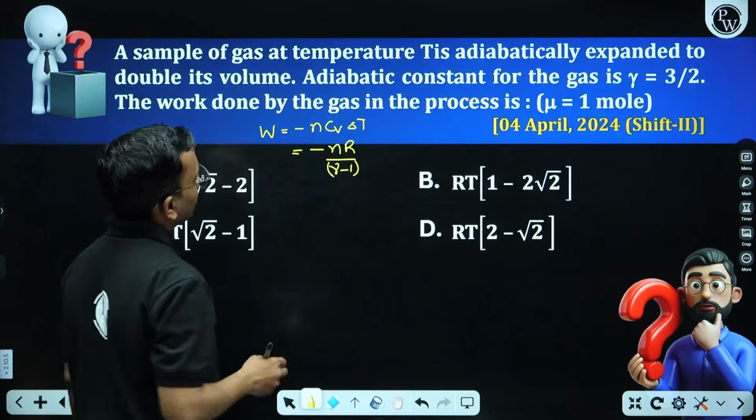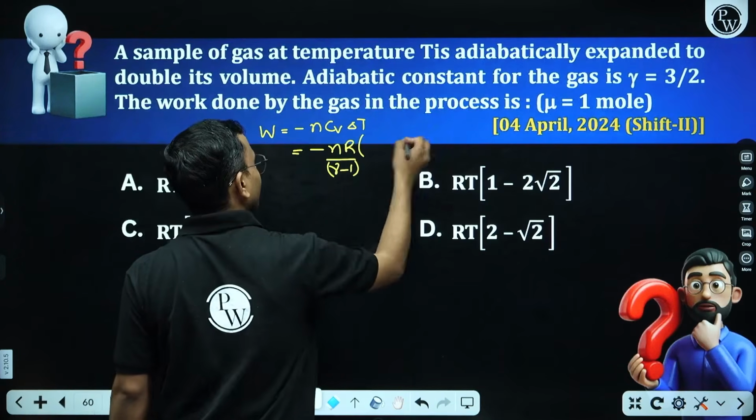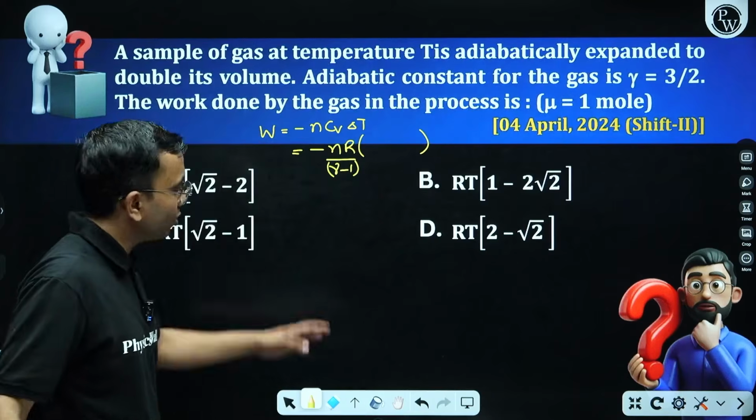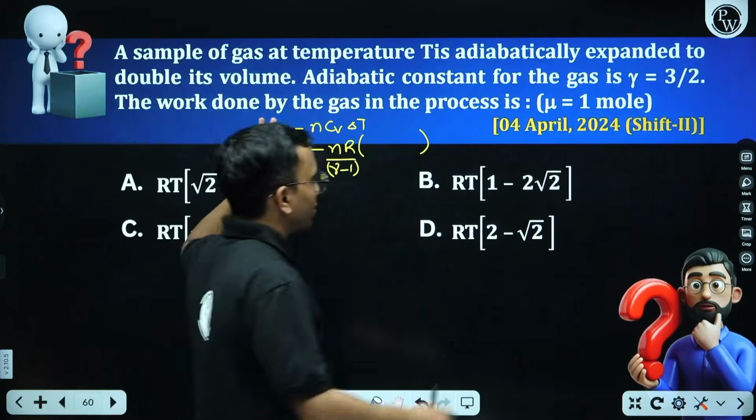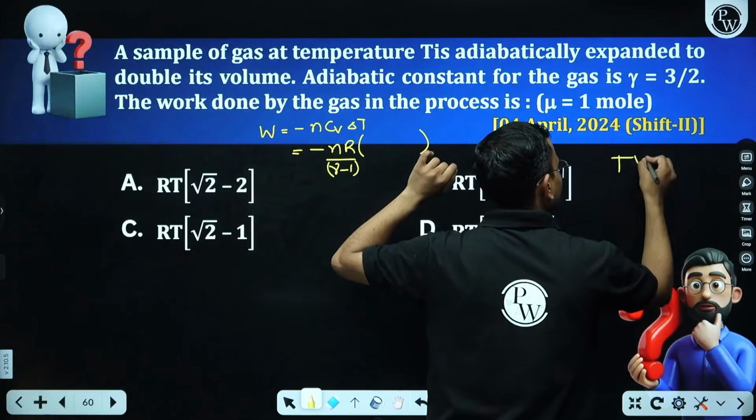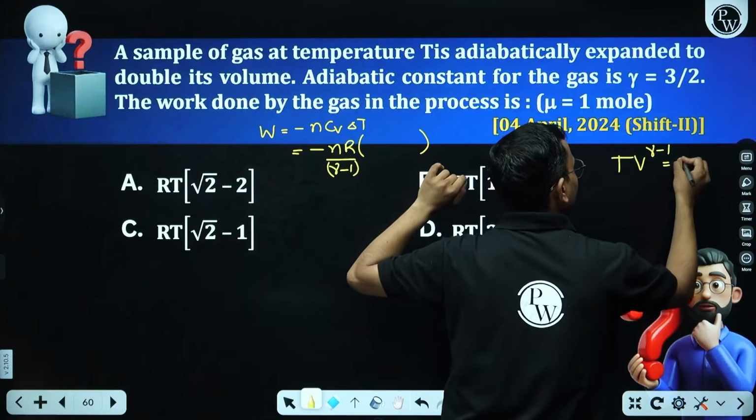Initial temperature was T, final temperature we don't know. How to find that final temperature? Because I need delta T. So I can relate temperature and volume: TV to the power gamma minus 1 is constant.